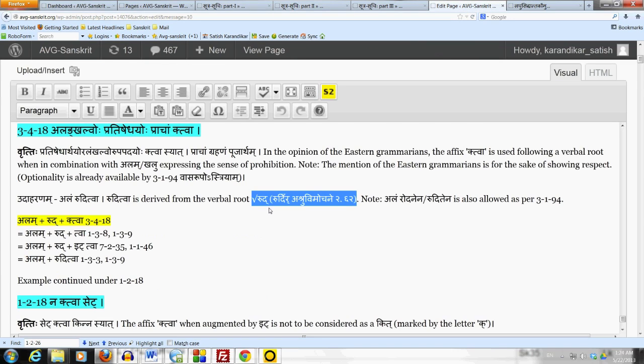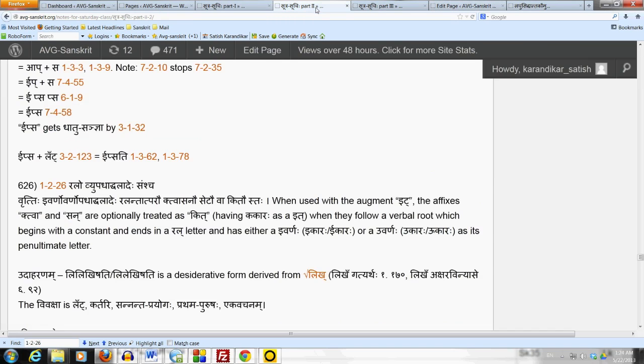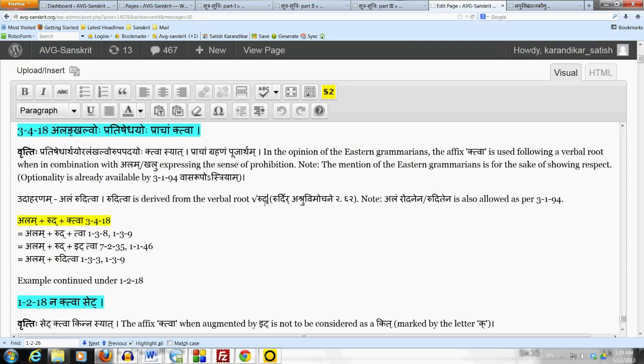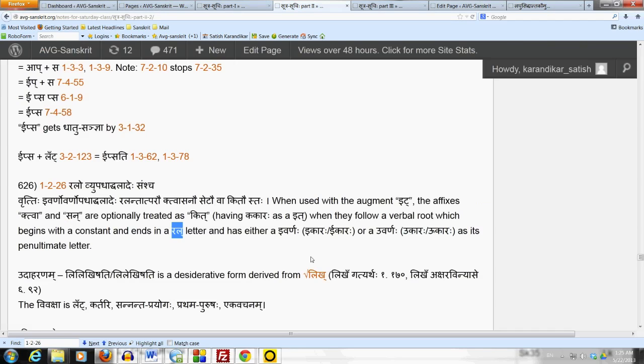Right now we have the verbal root rud. Rud begins with a consonant. It ends with the letter da, which is in the ral pratyahara. Pratyahara ral includes all consonants except the letters ya and va. So the letter da is a ral letter, so that condition is satisfied. And the penultimate letter in rud is the letter u, so that condition is also satisfied. So as per 1.2.26, the affix which is now itva would be considered only optionally to be a kit.